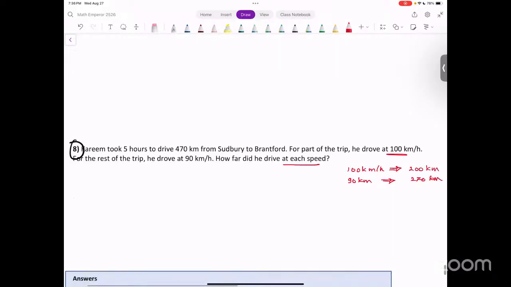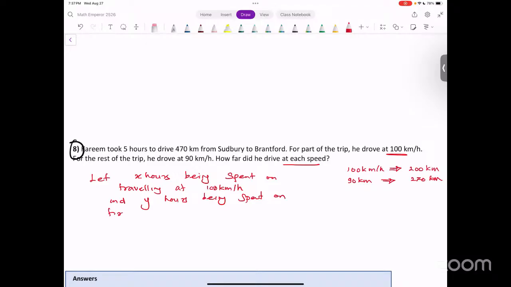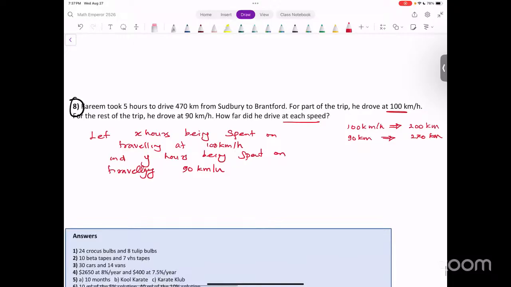Okay, so we're going to let X hours be spent traveling at 100 kilometers per hour, and Y hours be spent traveling at 90 kilometers per hour. So we know X plus Y is 5. No question on that. Now, how do we connect the distance? 100X plus 90Y is equal to 470. That's equation number 2. I don't like the additional zero sitting here, so 10X plus 9Y is 47. Let's call it equation 3.